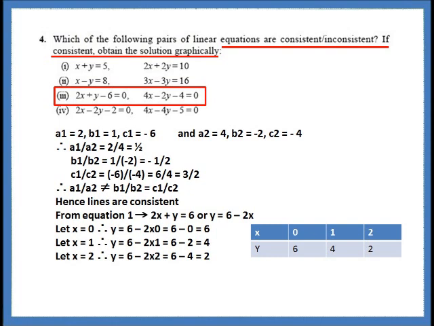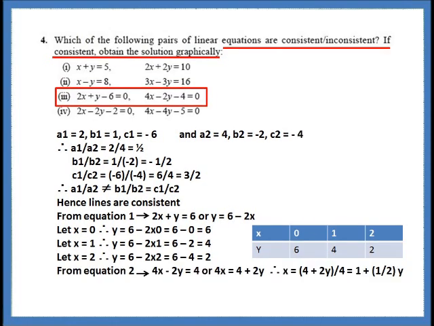Now arranging these three sets of values in the table, we find that x is equal to 0 for y is equal to 6, x is equal to 1 for y is equal to 4 and x is equal to 2 for y is equal to 2.